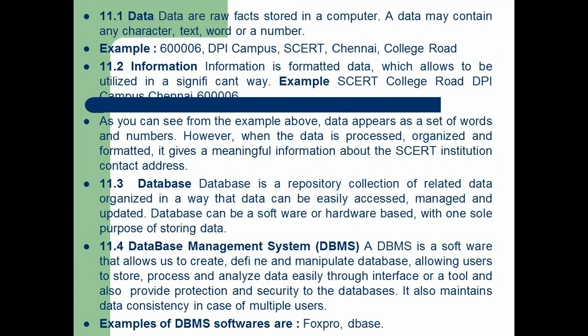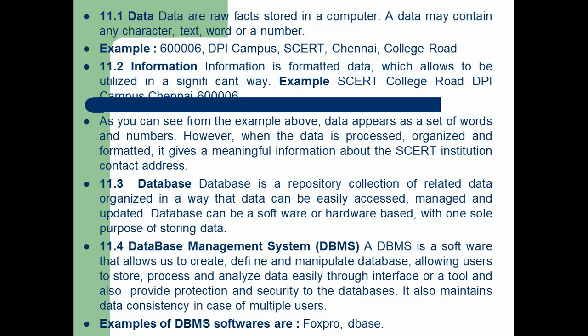Now we are going to discuss the important terms which are regularly used in databases. The first term is data. What is data? Data are raw facts stored in a computer. Of course, a fact is a truth. Raw fact means the truth without any processing. A truth without any process. So data may contain any character, text, word or a number.